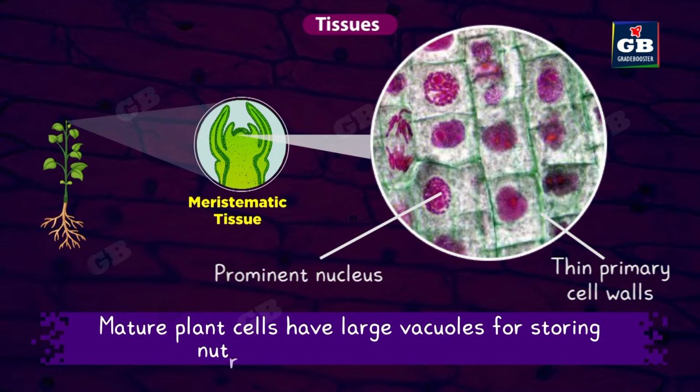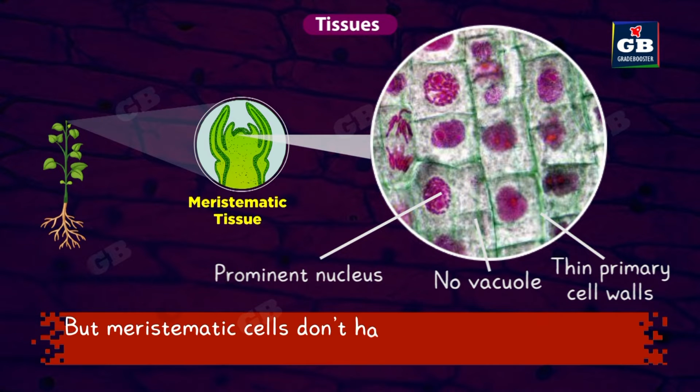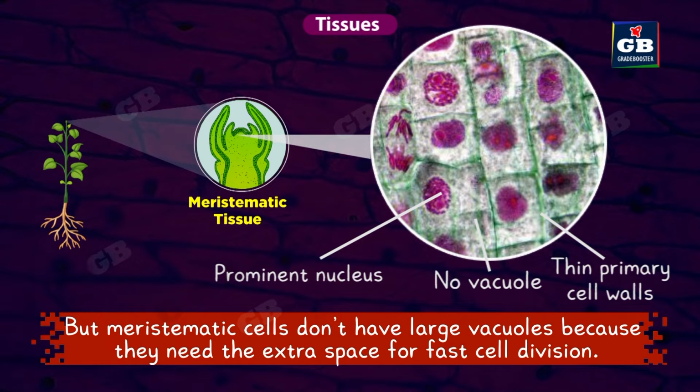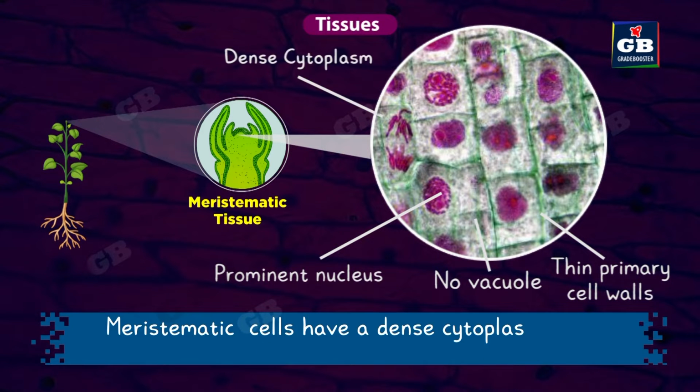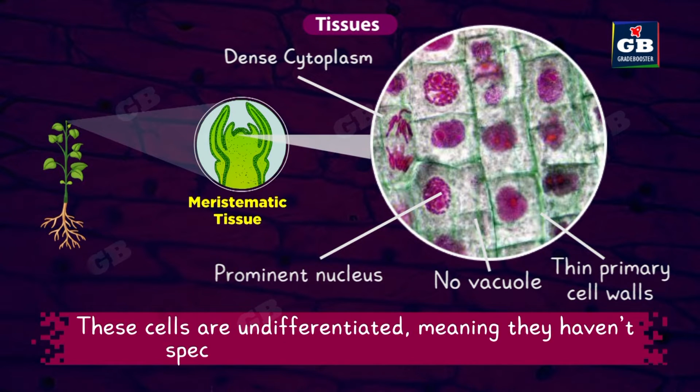Generally, mature plant cells have large vacuoles for storing nutrients and providing support. But meristematic cells do not have large vacuoles because they need the extra space for fast cell division. Meristematic cells have a dense cytoplasm that supports active cell division. These cells are undifferentiated, meaning they haven't specialized into specific cell types yet.